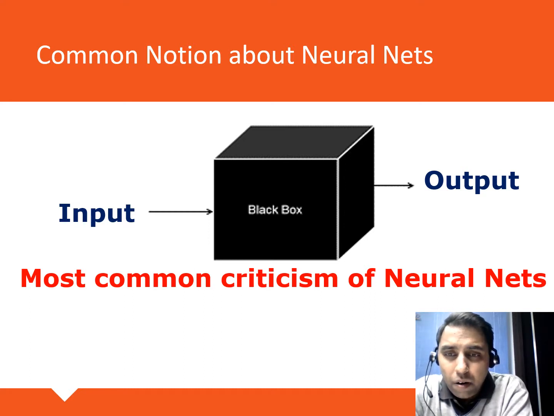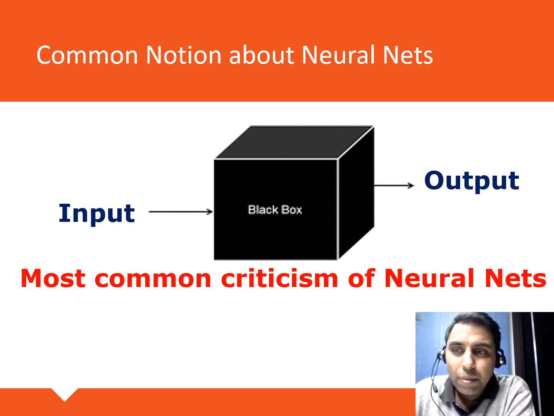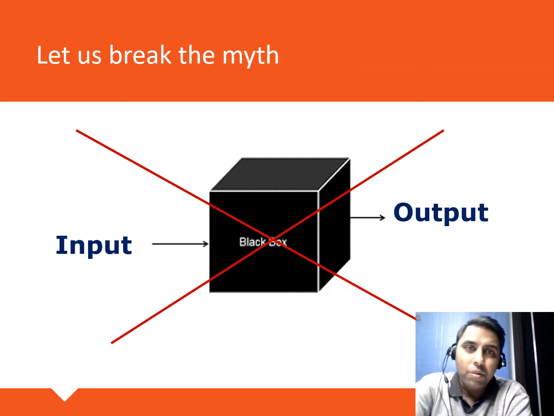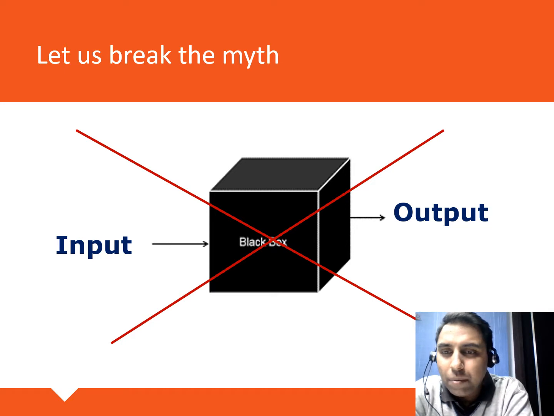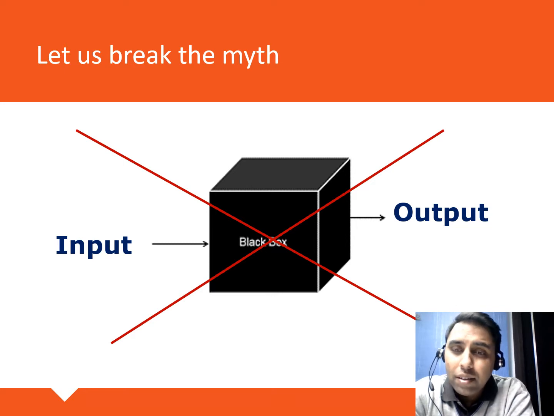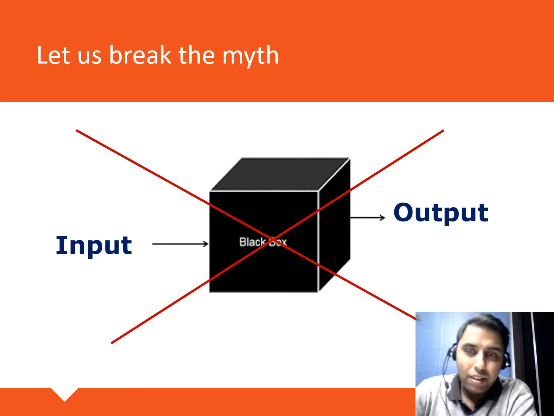Now, what I aim to do right at the beginning is to break that myth. Neural nets are not black boxes at all. There are fundamental components, building blocks of the neural nets, and it's very much possible to understand the nuts and bolts of those components. What it requires is just a little bit of patience to start from scratch and understand why neural nets look the way they look.